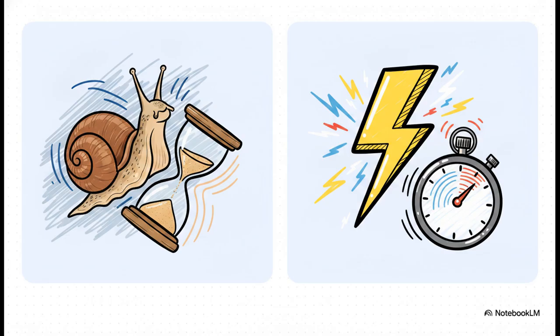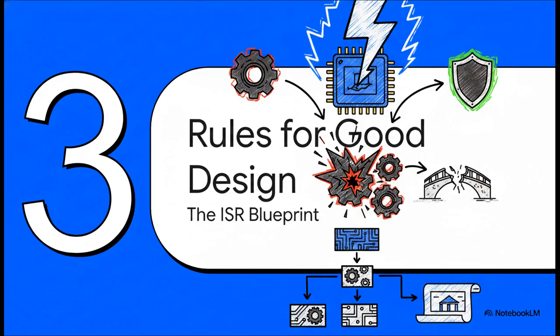Yeah, sure, polling is simple, but it eats up your processor time and it can totally miss fast events. Interrupts might be a bit more complex to implement, but they offer the sheer lightning-fast efficiency that real-time systems absolutely demand. All right, Section 3, the blueprint and the rules for good design.